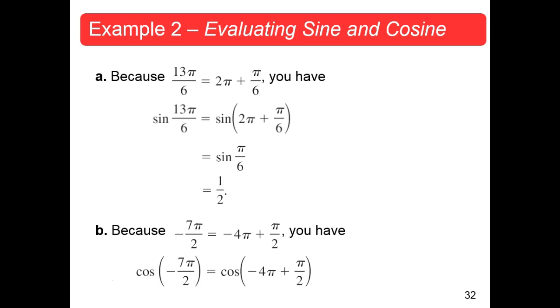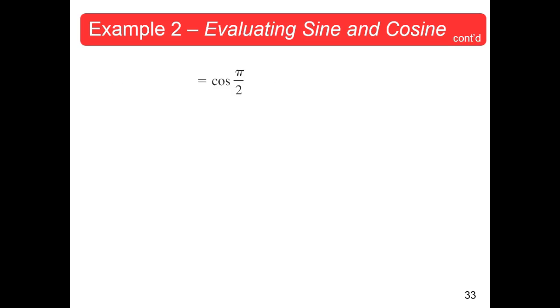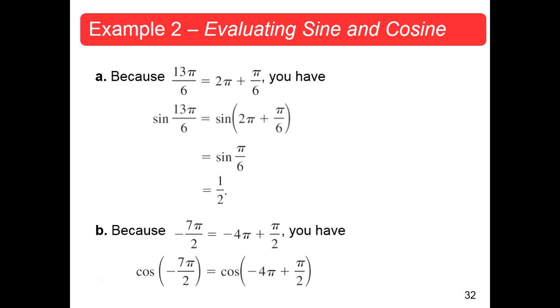Well, you know this is the same as, because this is a multiple of 2 pi, even though it's negative, this is what you use. And what is the cosine of pi halves? Anyone know? Zero, exactly. So cosine of pi halves is 0, because at pi halves, the x value is 0. Okay? Does that make sense? All right.